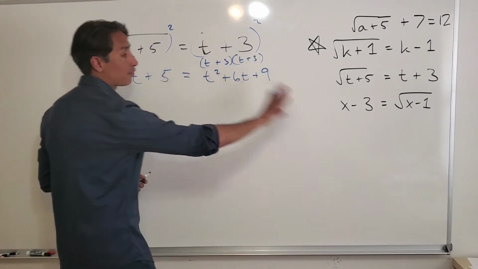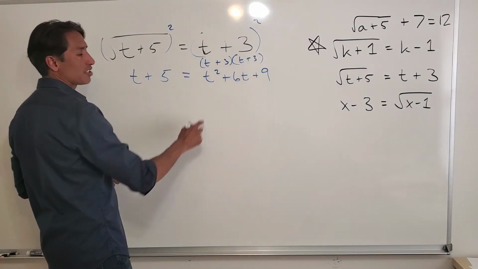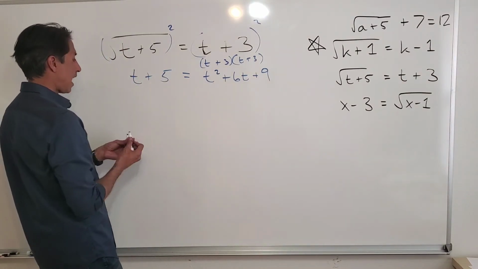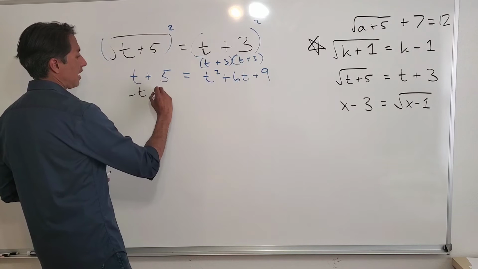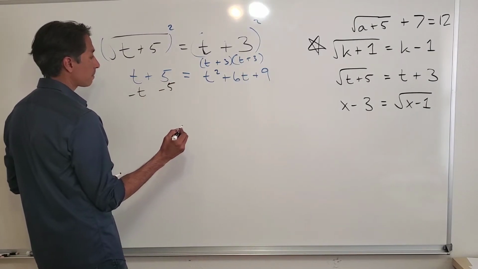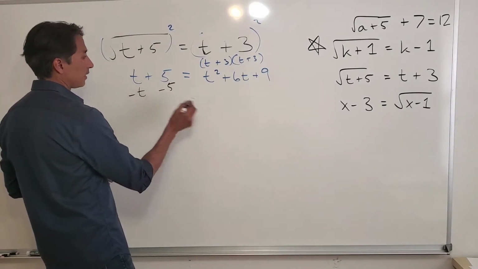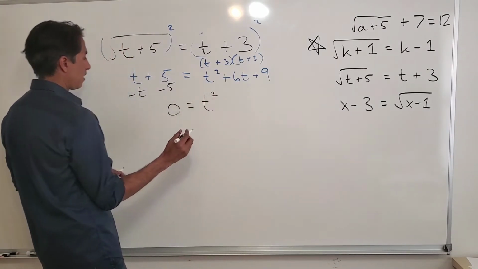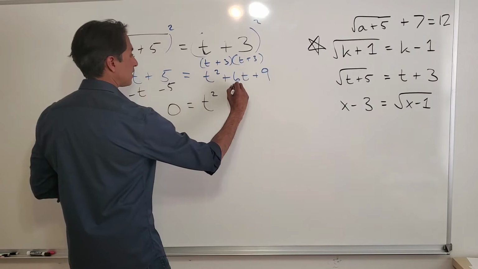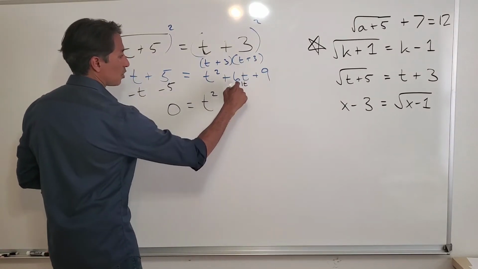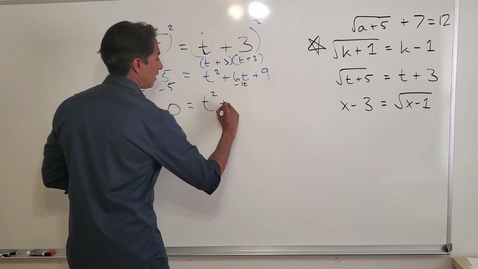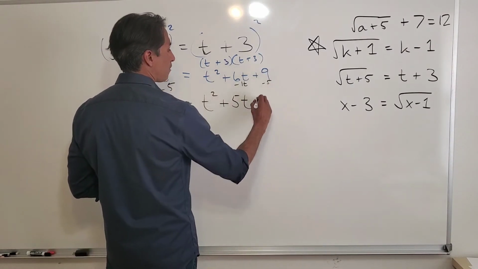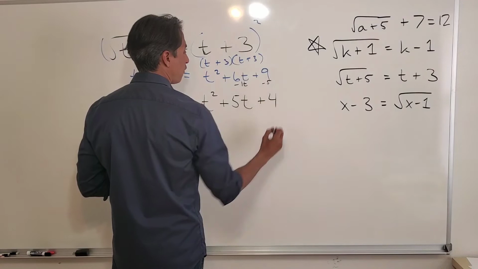Now again, I got to move everything to that side, right? The t squared is on that side, so I'm going to move everything over to there. So I'm going to subtract 1t and subtract 5. And so we end up with 0 equals t squared. And then I have, where's my t's? I got minus 1t. So 6t's minus 1t is 5t's. And then 5, I subtract 5 from both sides, and I get a 4.